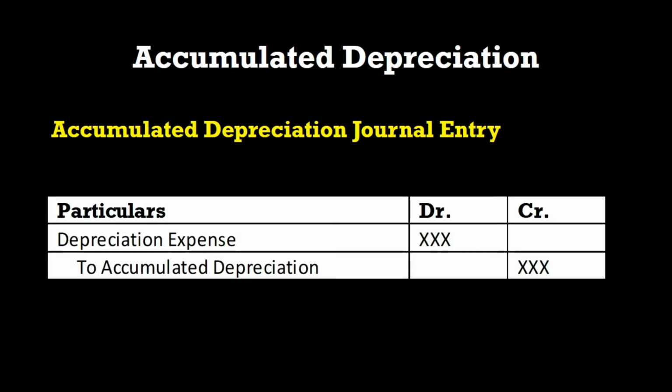Okay, you can see the accumulated depreciation journal entry. How are we going to make the accumulated depreciation journal entry? The depreciation entry everybody knows, because you are using depreciation year by year. The depreciation account goes for the debit, and plant and machinery goes for the credit. So how are we going to make the accumulated depreciation? The same thing. The depreciation account goes for debit, to accumulated depreciation is credit. This is the journal entry for accumulated depreciation.